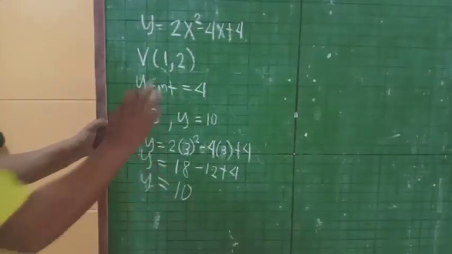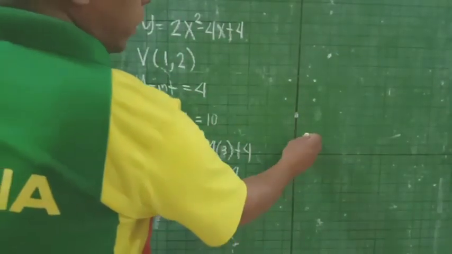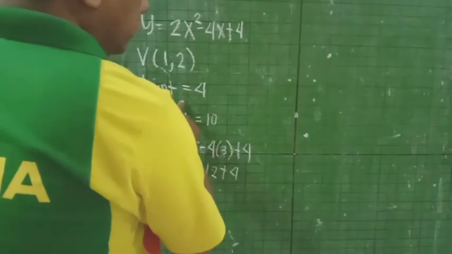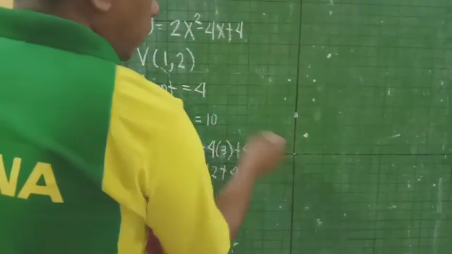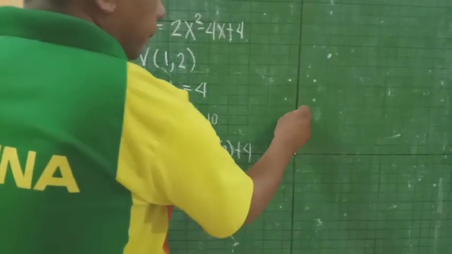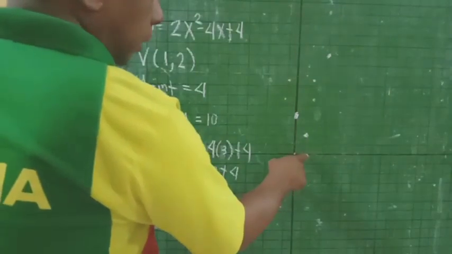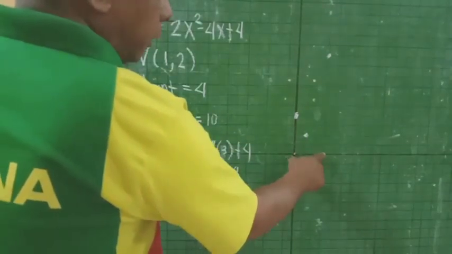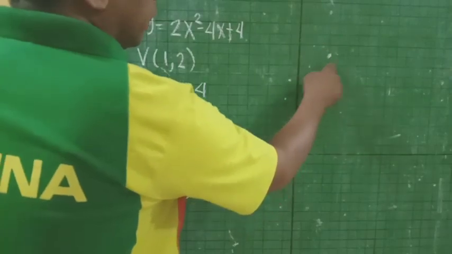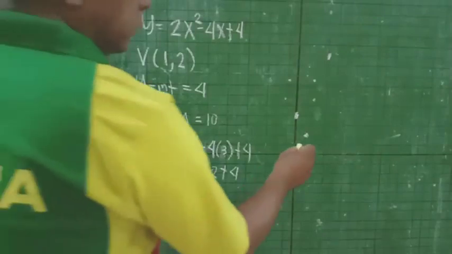Plotting the points, vertex, 1 and 2. Ito yun. If x is 1, y is 2. Y-intercept. If x is 0, y is 4. 1, 2, 3, 4. If x is 3, y is 10. 1, 2, 3. Upward. 1, 2, 3, 4, 5, 6, 7, 8, 9, 10. Plot the points.